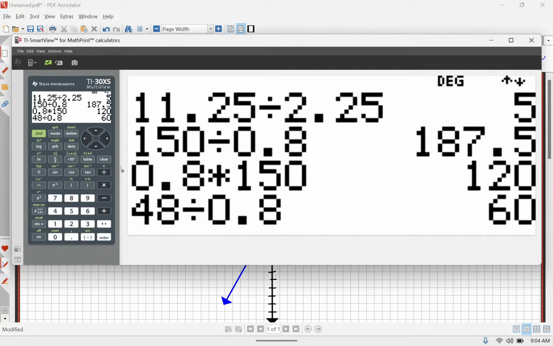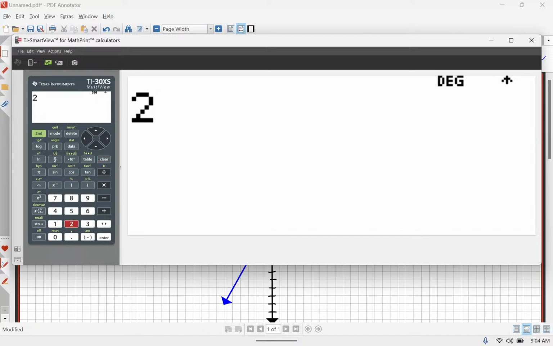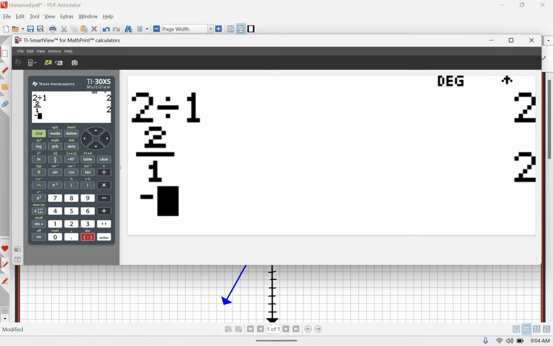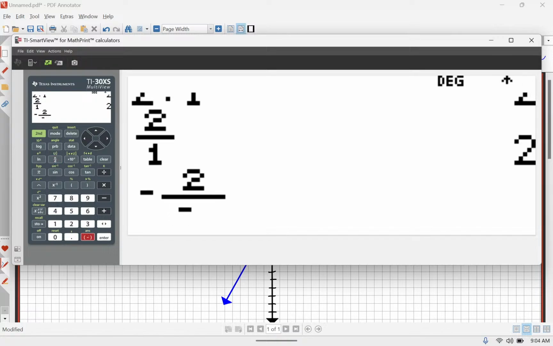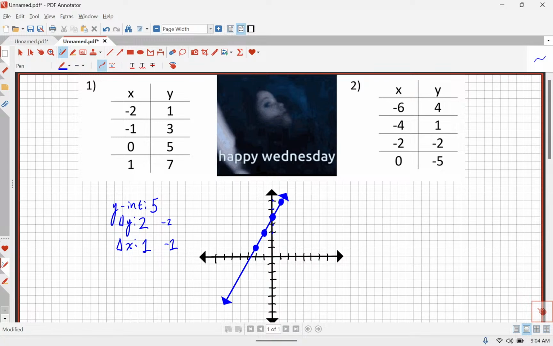My goodness gracious. So if you do 2 divided by 1, like 2 over 1 is a fraction, or negative 2 over negative 1, you still get 2. So the slope is 2. So when we build our equation, I want it to say y equals something. And what would it be? If the slope is 2 and the y-intercept is 5, what would that be?